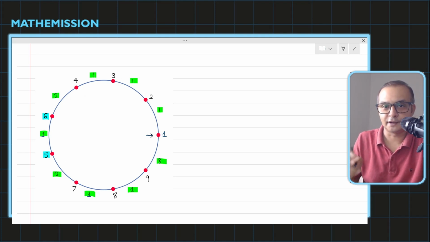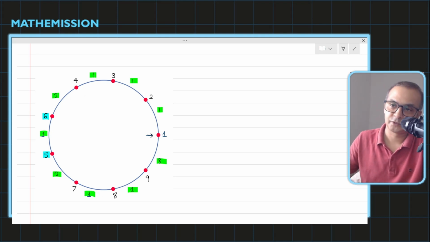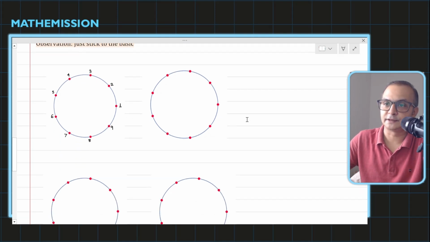So how can we understand the whole scenario to get this 16? 16 is the minimum value, we cannot get lesser than 16. So how can we get it? My take is this. Let's understand and observe this from the basic.